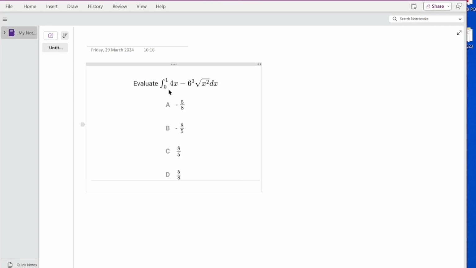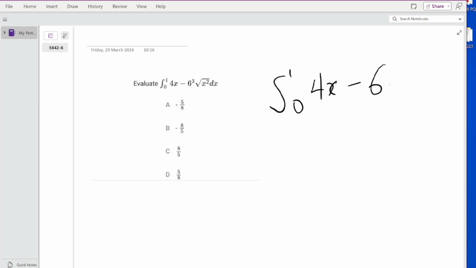And the next question is a question from integration. So you should have a strong standing in your integration before you attempt this question. So we have this. We can rearrange. You have your integration sign. You have 4x minus 6 times x to the power of 2 over 3. Your roots, your cube root, turns into the base as a fraction in the power.